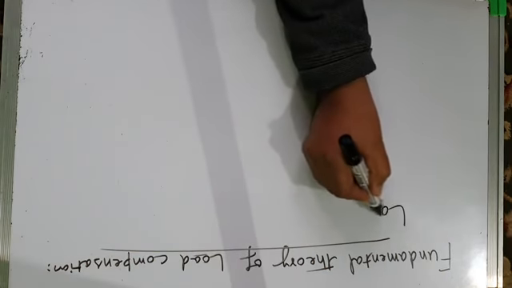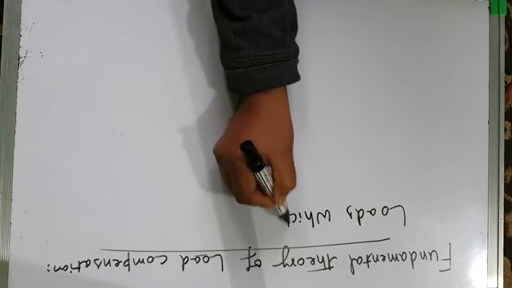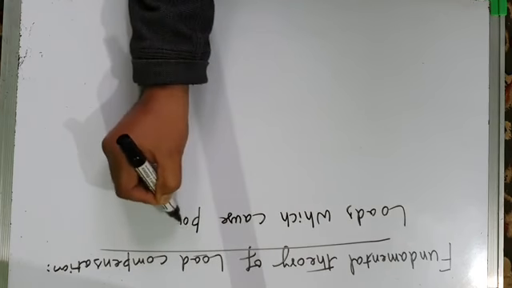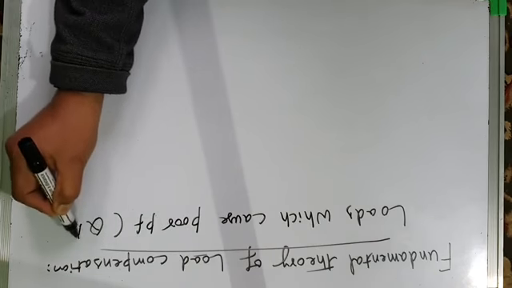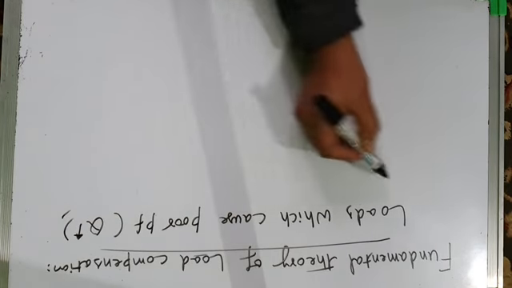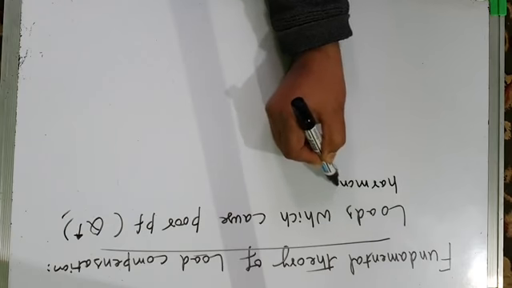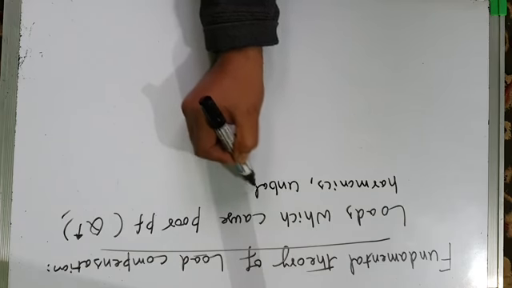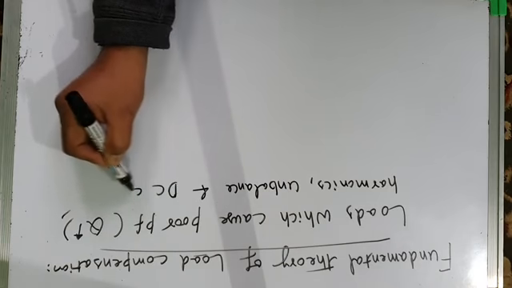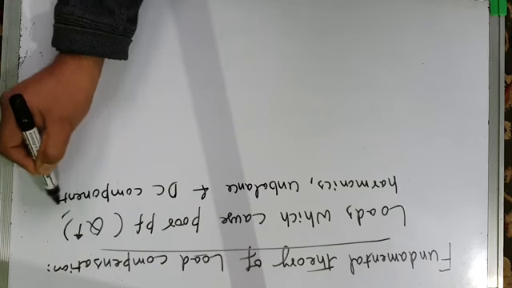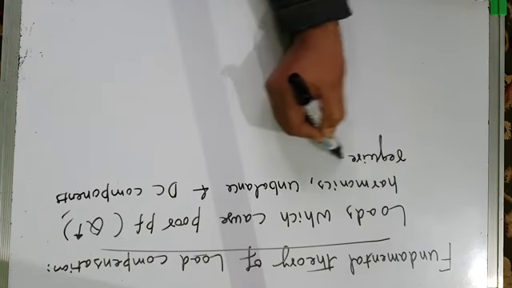Another power quality issue which is also created by the load is DC offset. If you have a single-phase half-wave rectifier or three-phase half-wave rectifier, it will result in offset in the currents and hence offset in the voltages. So we can say, which loads need compensation? Loads which cause poor power factor, meaning large reactive power, harmonics, unbalance, and DC components require compensation.